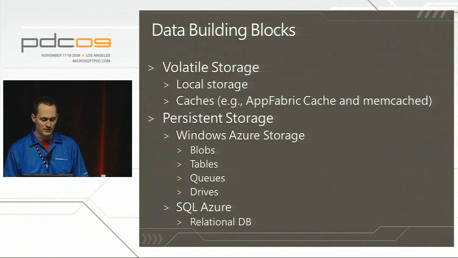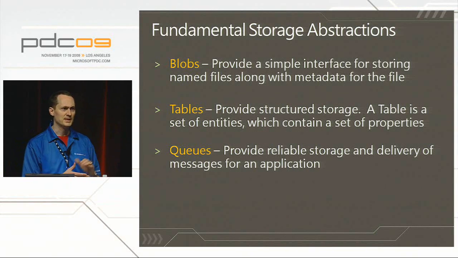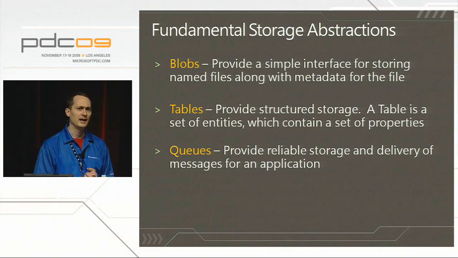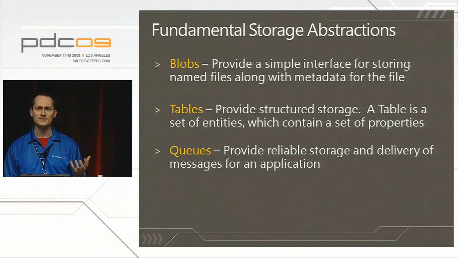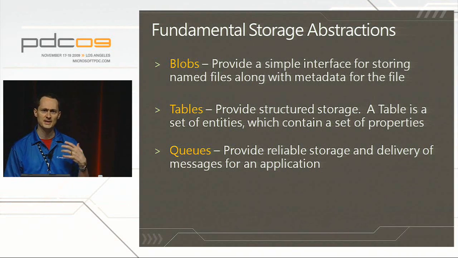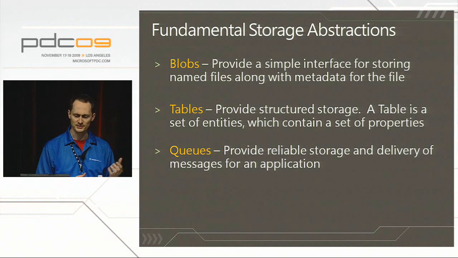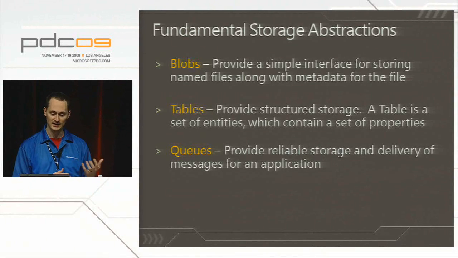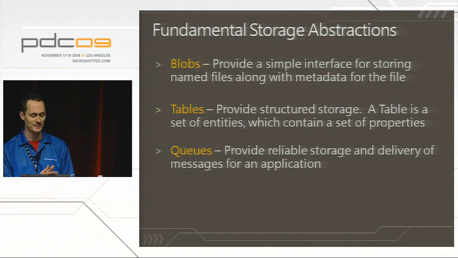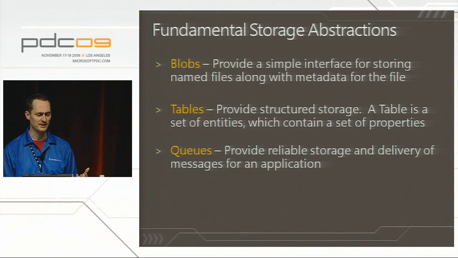Now, the first thing I want to talk about, okay, what are these blobs, tables, and queues? Well, blobs provide an interface to store your files up into the cloud, where a blob you can think of as a named object where you can store metadata with that object. Tables provide access for structured storage, where a table is a set of entities, and an entity contains a set of properties. And queues provide reliable storage and delivery of messages for your application.